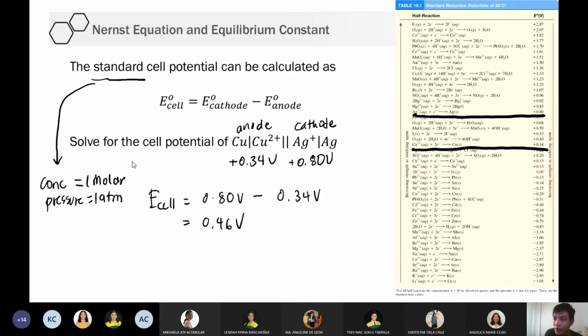We denote that it is standard when there is a circle on top. When there is a circle on top, this is pronounced as naught. So that's E naught cell equals E naught cathode minus E naught anode. When you have a naught, that is a standard condition. Let's proceed.